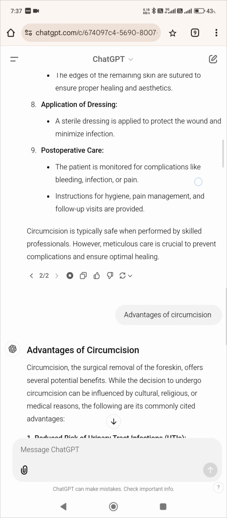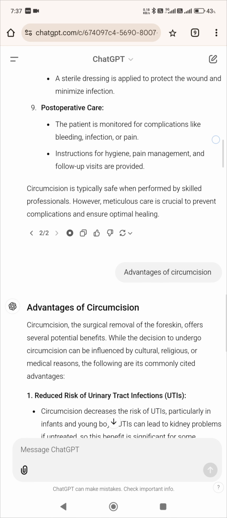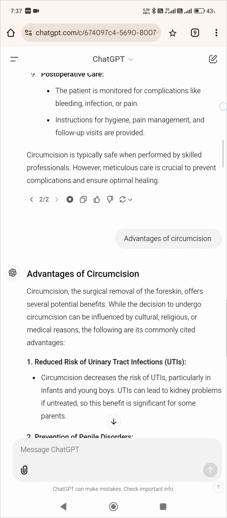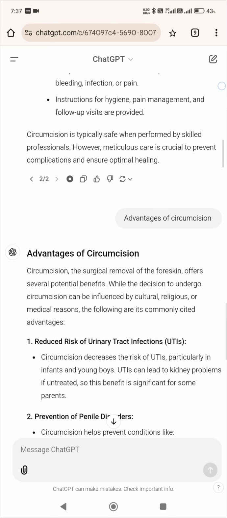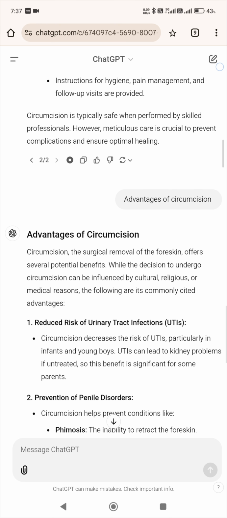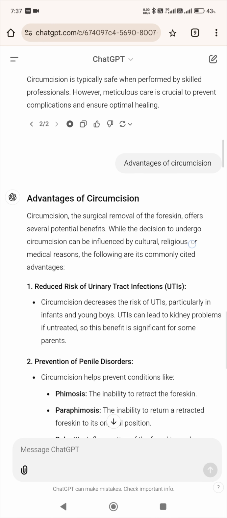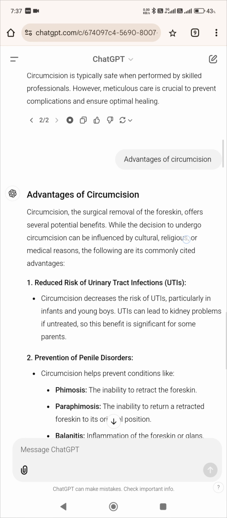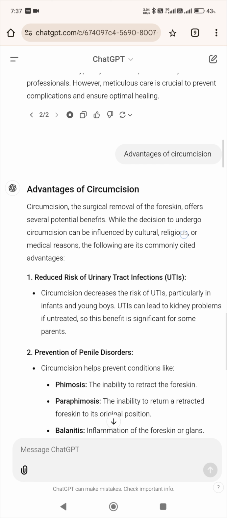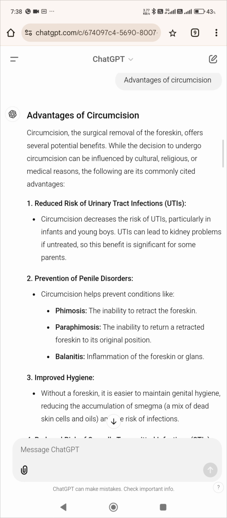9. Postoperative care. The patient is monitored for complications like bleeding, infection, or pain. Instructions for hygiene, pain management, and follow-up visits are provided. Circumcision is typically safe when performed by skilled professionals. However, meticulous care is crucial to prevent complications and ensure optimal healing.